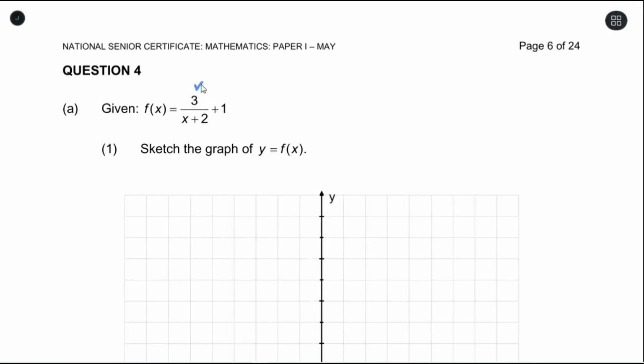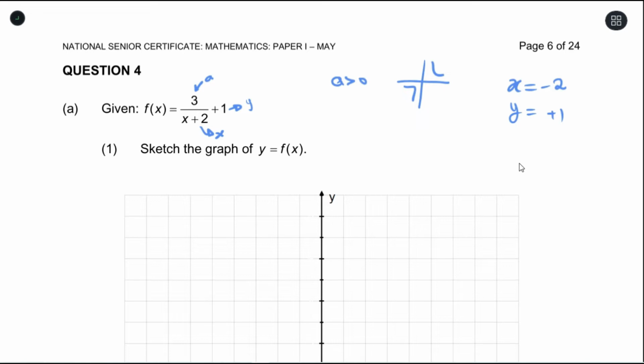Now this 3 represents our a, and if a is greater than 0, it means our graph is going to look like this. Okay, so that's the first thing we need to know. The second thing we also need to know is our asymptote. Now the asymptote is gotten from the value we have here, which is our x asymptote, and this one here helps us get our y asymptote. Okay, now we would say that our x asymptote is -2 and our y asymptote is +1.